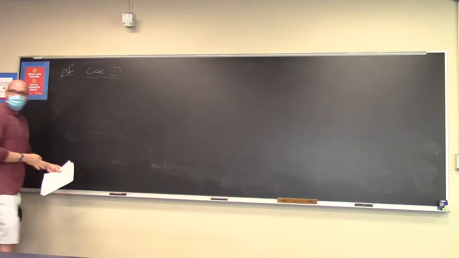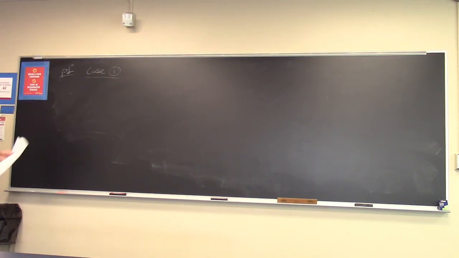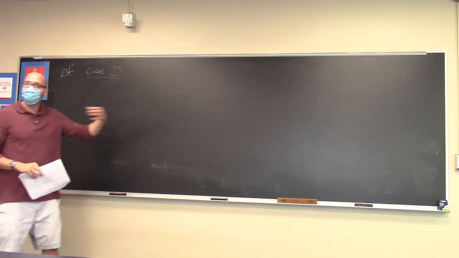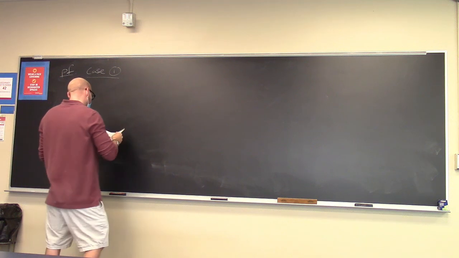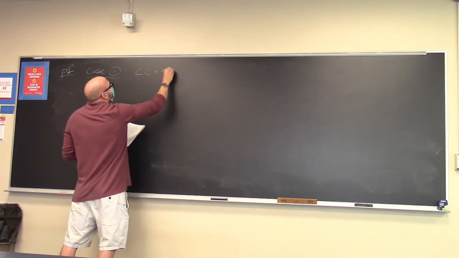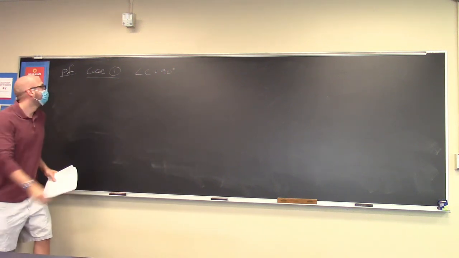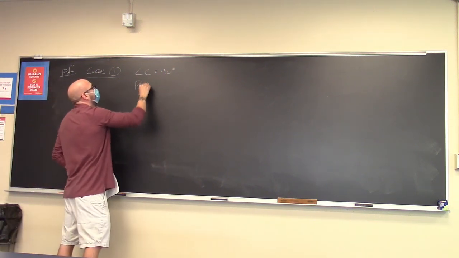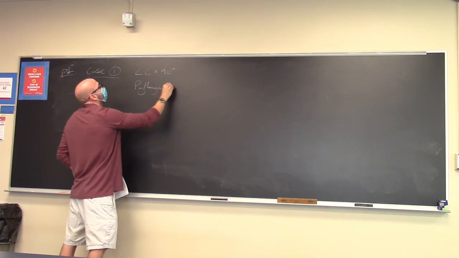I guess there's 3 cases. We'll do angle C less than 90 degrees, bigger than 90 degrees, and equal to 90 degrees. And we'll knock out the easy one first. Angle C equals 90 degrees. Well, then we just have Pythagoras. And we're done.